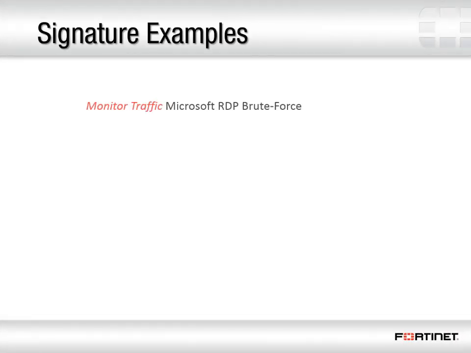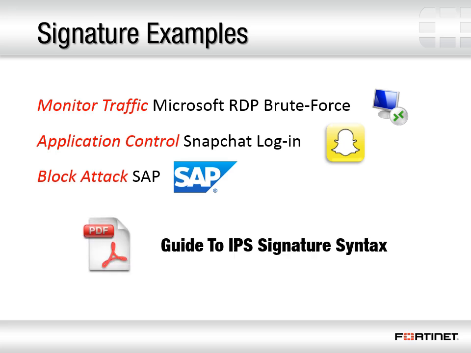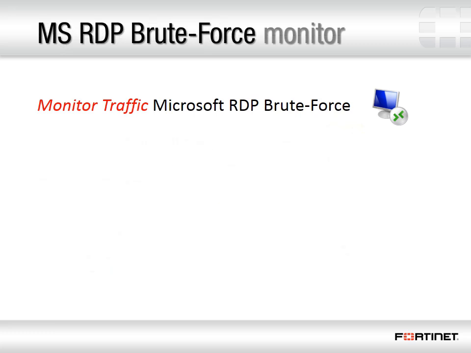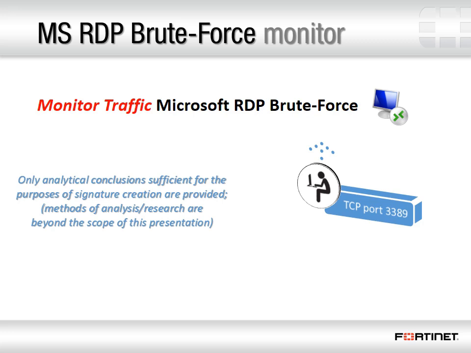Three examples are presented in this video to introduce IPS signature syntax. More detailed treatment of the IPS signature syntax is available in the accompanying PDF Guide to Signature Syntax. Our first signature will allow you to monitor remote desktop protocol brute force login attempts. The Microsoft RDP client connection uses TCP port 3389 with the X224 protocol, so we'll create a signature matching for these criteria.